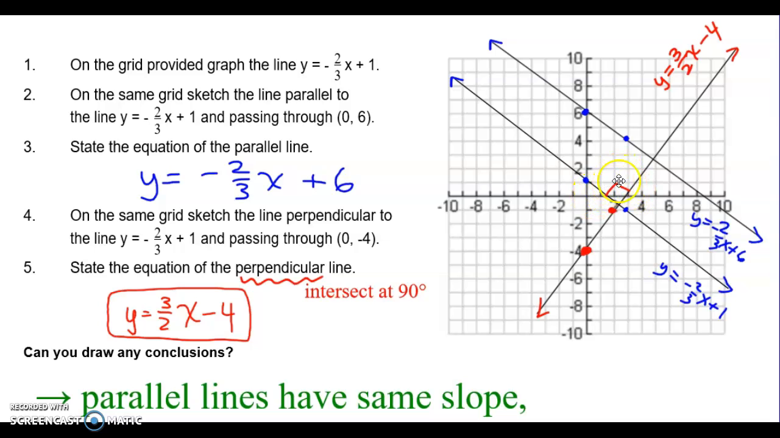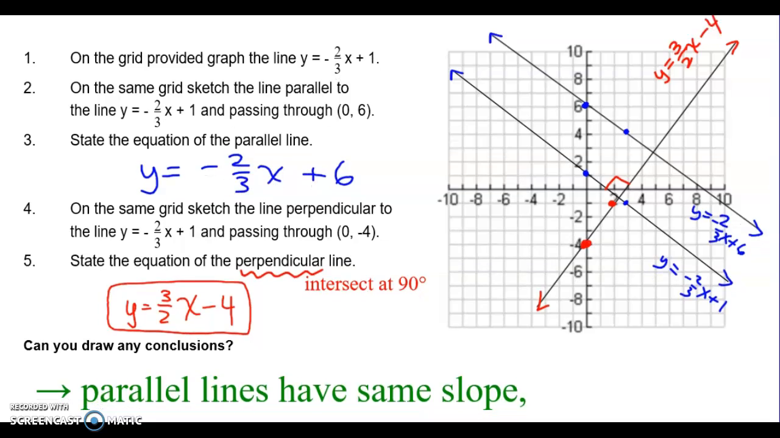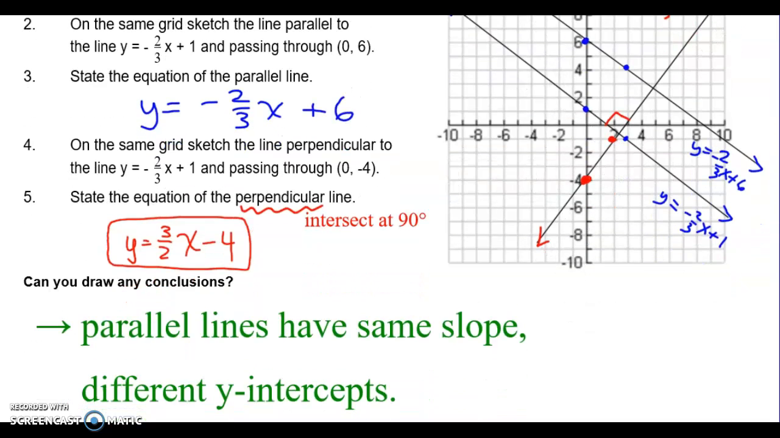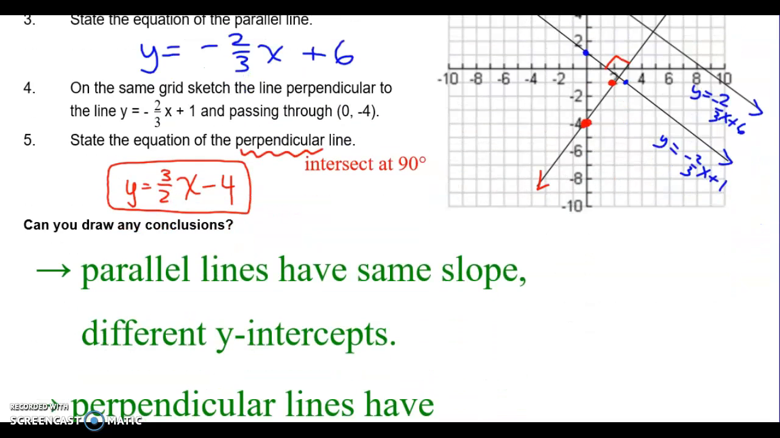Perpendicular, so I'm going to indicate that right there with a right angle, right? Perpendicular lines intersect at 90 degrees. And for my equation, again, the slope is the negative reciprocal of this, so it becomes positive 3/2. Y-intercept is negative 4. Put those two together, and we end up with our equation y equals 3/2x minus 4. So let's draw some conclusions.